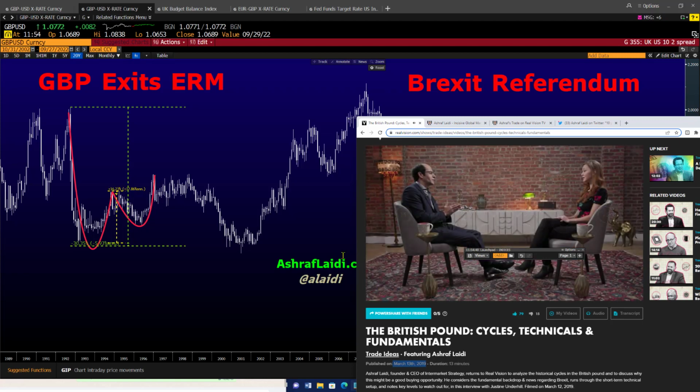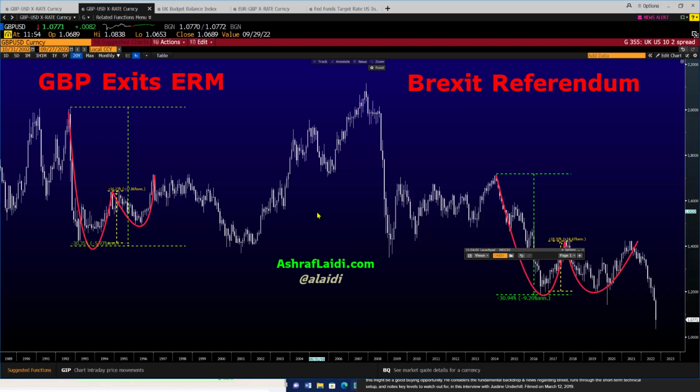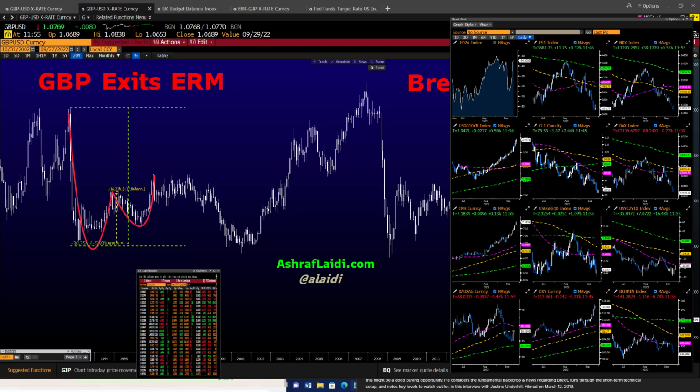But before that, this is something that I was looking at. This was one of my favorite trades 3-4 years ago, when it was long cable. And what happened to this analysis too? This is very, very important.